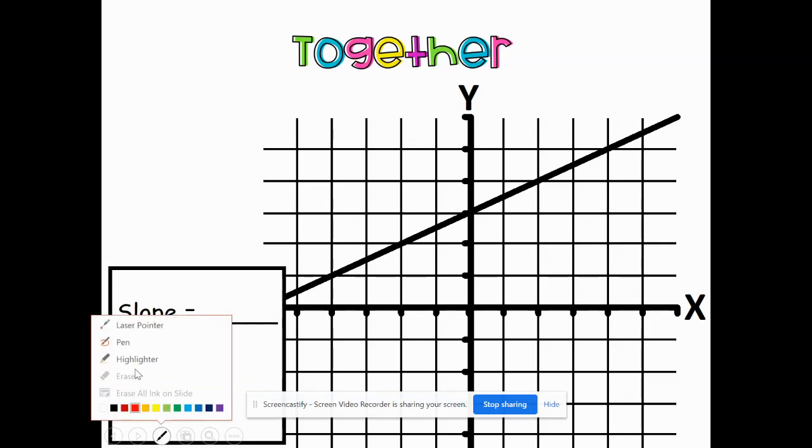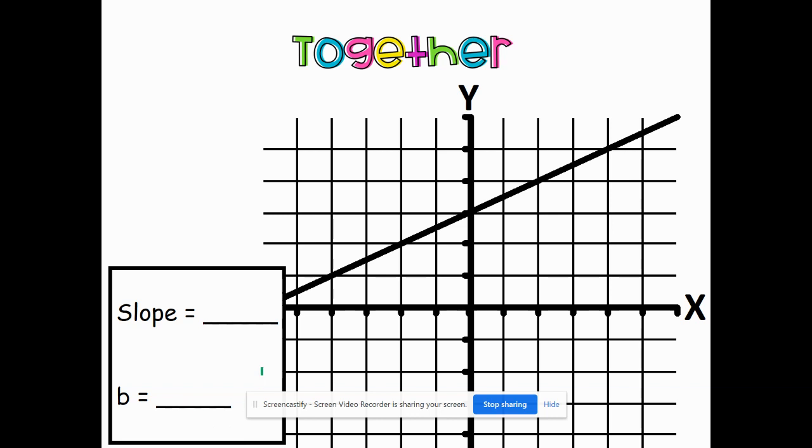Okay, so our goal is to find the slope and y-intercept of this line. The slope is a little bit harder to find than the y-intercept, the b. So I'm going to start with the b, the y-intercept. For the y-intercept, we want to look at the y-axis, where it says y.